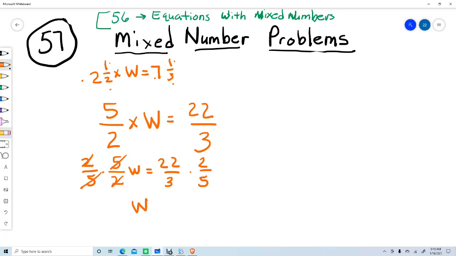Now I have success. I have my variable by itself on the left-hand side. On the right-hand side, can I do any canceling? I cannot cancel. I have 44 over 15, multiplying the numerators on top and the denominators on the bottom. And that's how I would solve that type of problem.